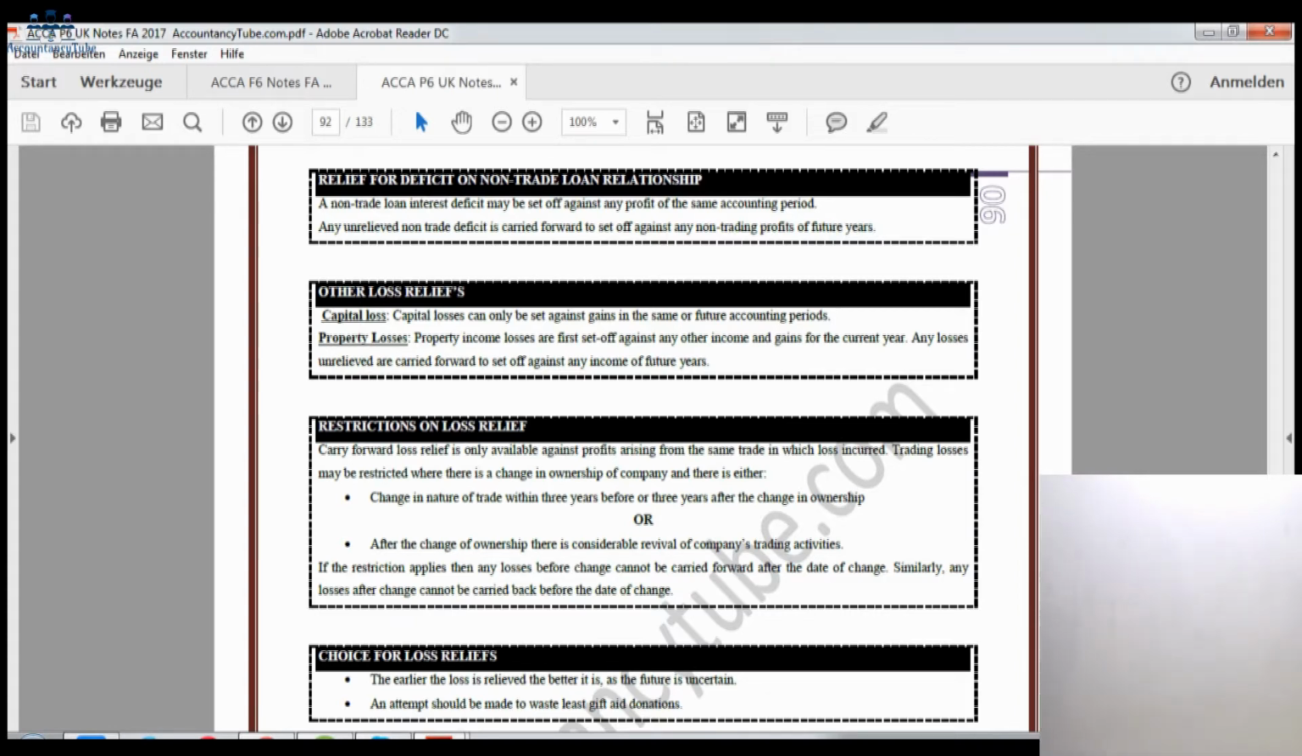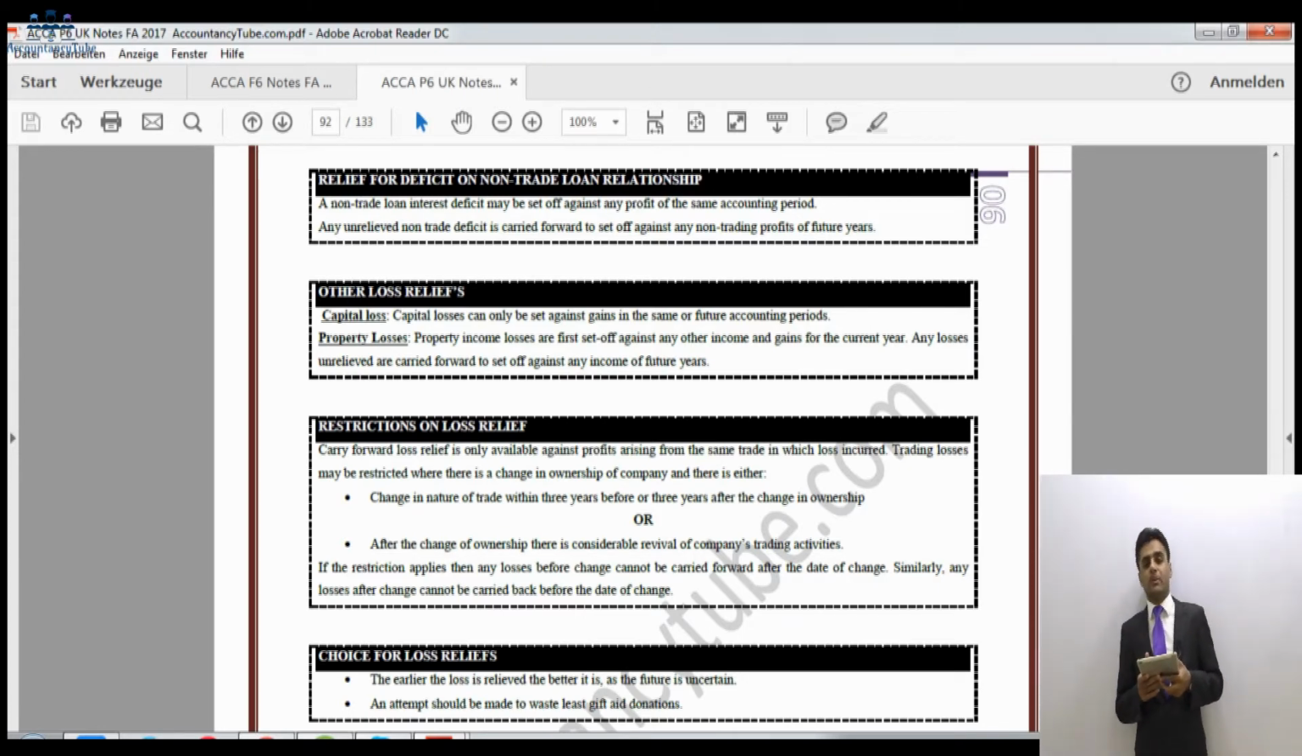And then it says restriction on loss relief. Now sometimes what happens is that a company was owned by Mr. A, and it was incurring a loss. Then the company's ownership was changed, so Mr. B took over the company. So in that case, the company's ownership was changed.